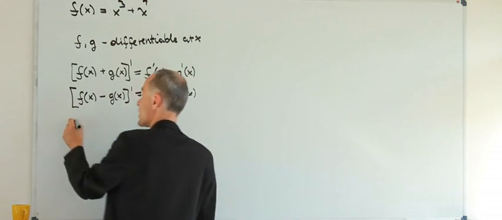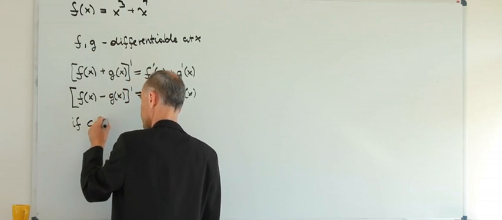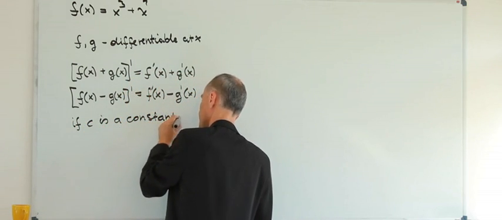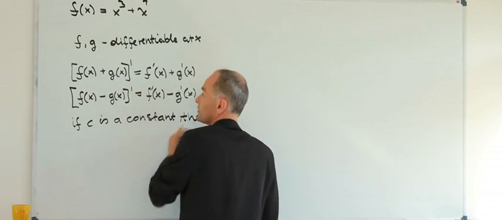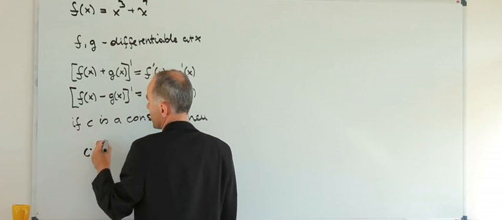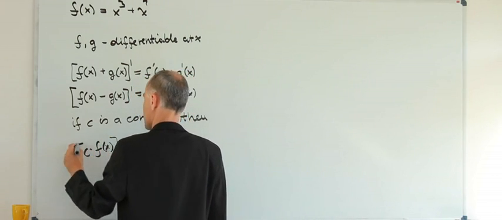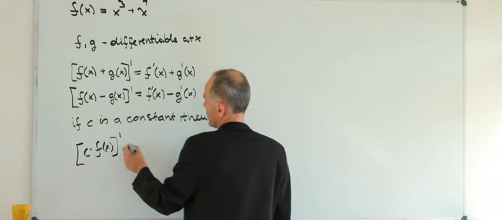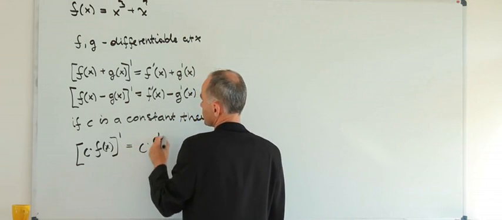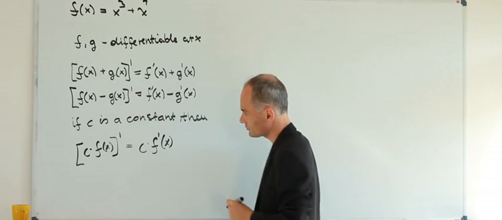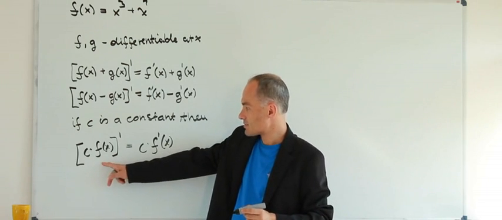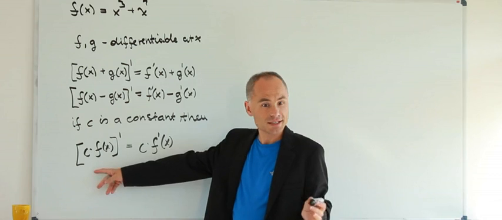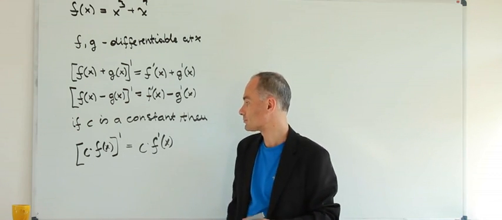And if c is any constant, then if we differentiate that constant times the function f of x, we can just pull that constant outside. This is a constant times a function. This is not the same thing as saying that the derivative of a constant is 0.